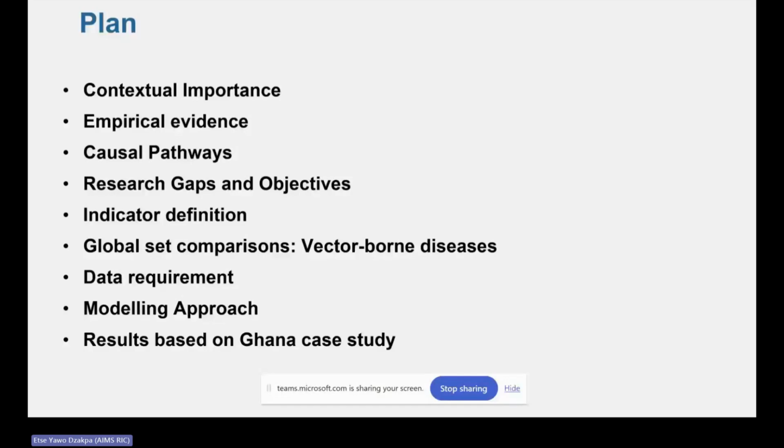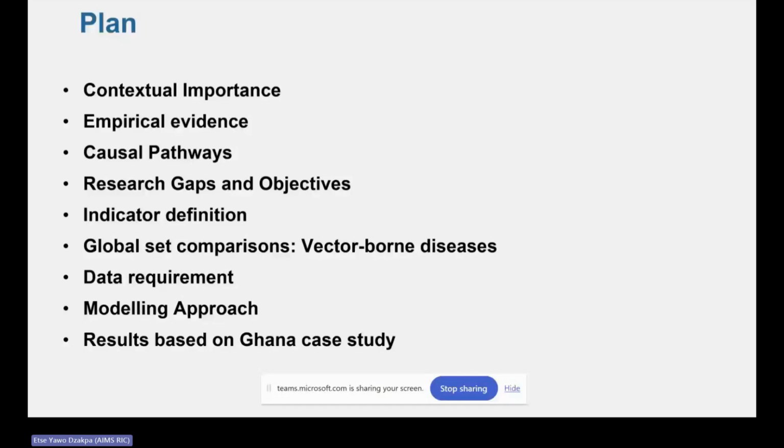Then we'll discuss clearly the indicators that we propose for measuring the climate's impact on malaria cases, and how those indicators align with the global set of indicators. We will then discuss the data requirements to have those indicators computed, and a little bit about the methodological approach, and finalize with the results that we obtained using the Ghana case study.